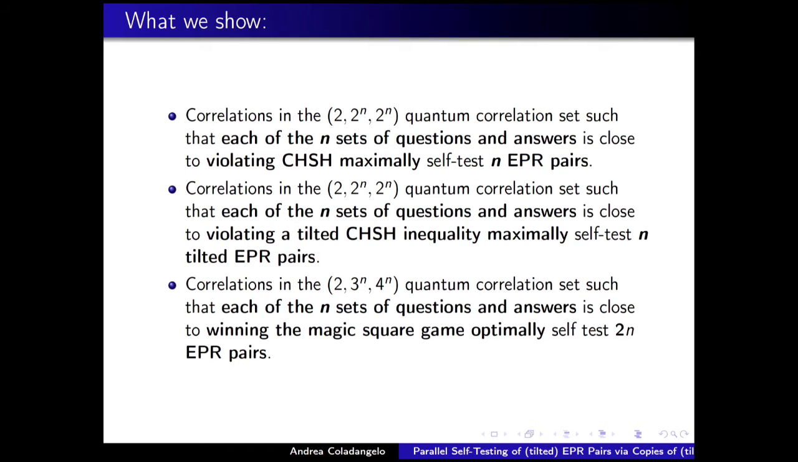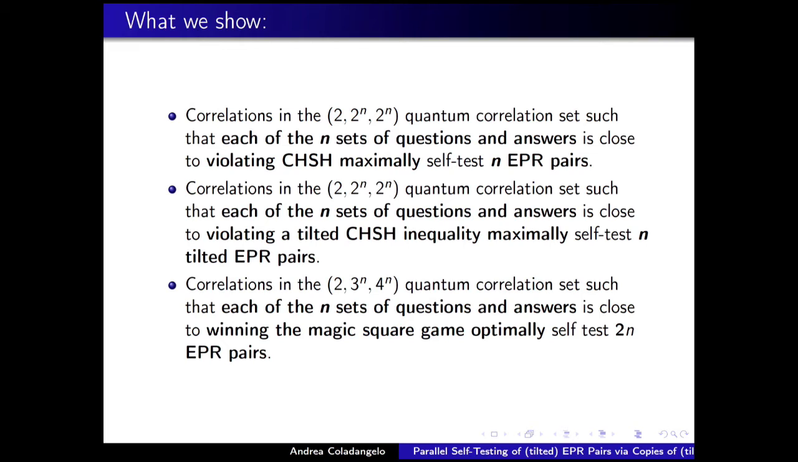So we show that correlations in the 2 to the n quantum correlation set, such that each of the n sets of question and answers is close to violating CHSH maximally, self-test n EPR pairs. And we generalize this to the tilted case. So correlations such that each of the n sets of question and answers is close to violating some tilted CHSH inequality maximally, self-test n tilted EPR pairs.